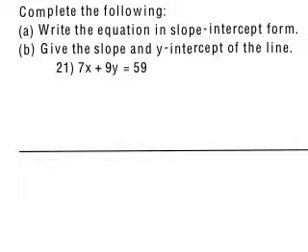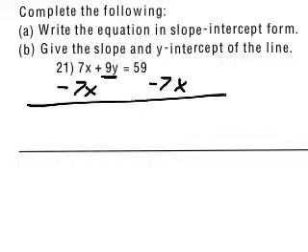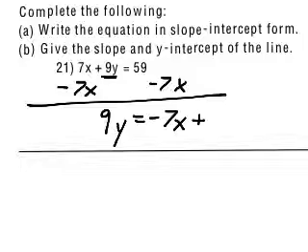9y equals 59. We want to get the y term alone. So to do that, we've got to add a negative 7x to both sides. Negative 7x. Add that in. This looks very familiar, doesn't it? We just had this one earlier. 9y equals, and we'll put our negative 7x first, plus 59.